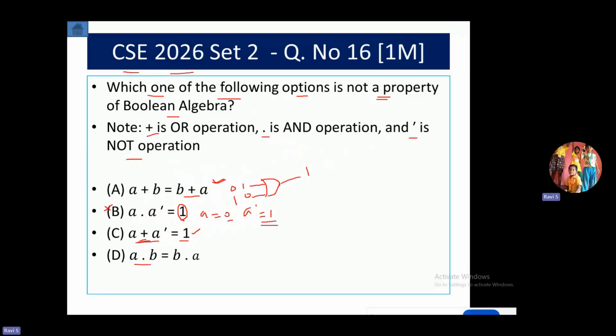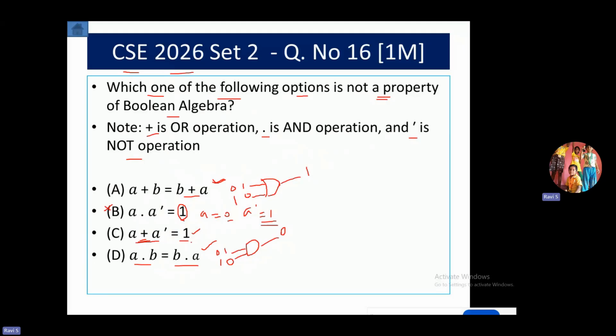The last one, A dot B equals B dot A, which represents commutative law with respect to AND gate. So interchanging the inputs of an AND gate, the result is going to be the same. Either you apply 0 and 1 or 1 and 0, the result is going to be 0 only. The result is not going to change. So interchanging the inputs makes no difference with respect to AND gate as well.